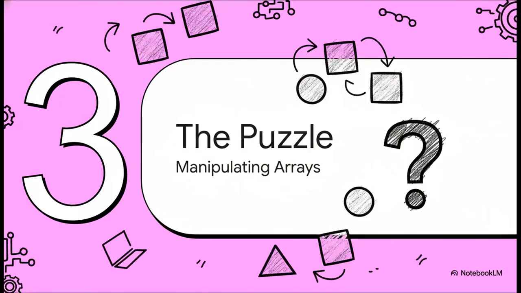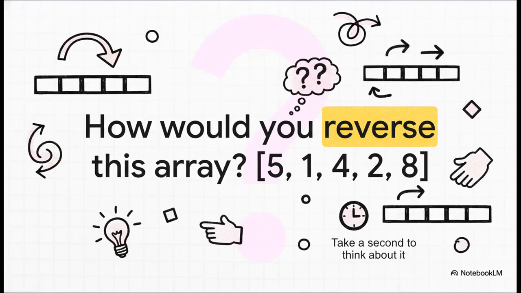Okay, warm-up's done. Now we're moving beyond just reading the data to actually changing it. This is where the real puzzles begin, where you have to start manipulating the structure of the array itself. So here's our first puzzle. You've got this array on the screen. How do you flip it so it reads 8, 2, 4, 1, 5? Go ahead, take a second and think about how you do it.